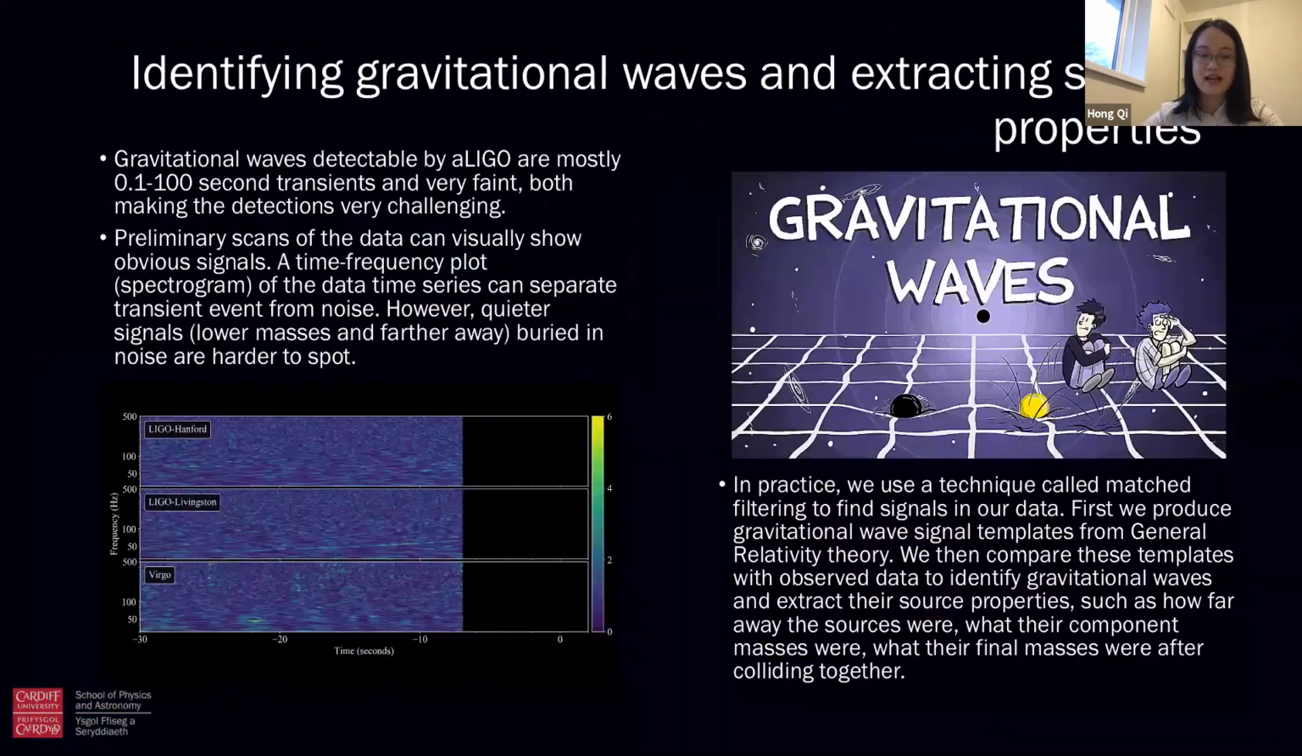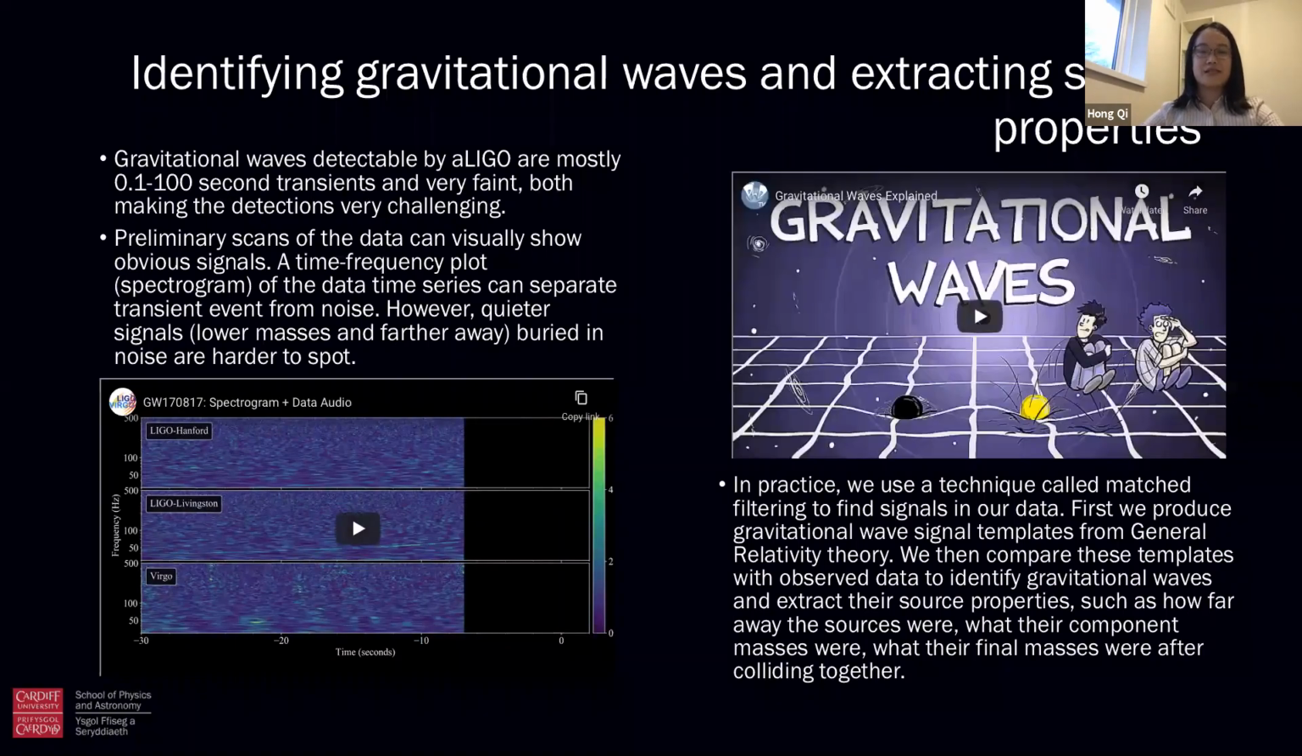Chris, would you move to the next slide, please? So my work focuses on data analysis and astrophysics, but today I'm going to focus mainly on the data analysis and how to identify gravitational waves and extract their source properties. The gravitational waves that can be detected by advanced LIGO and other detectors are mostly 0.1 to 100 second transients, and they are very faint, both making the detections very challenging.